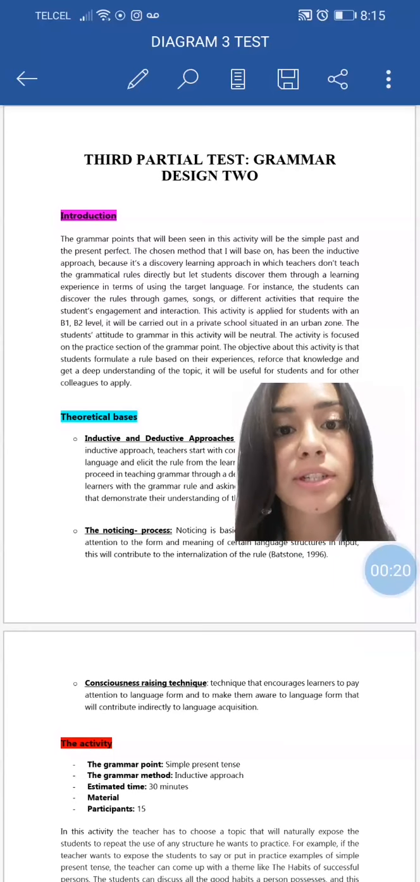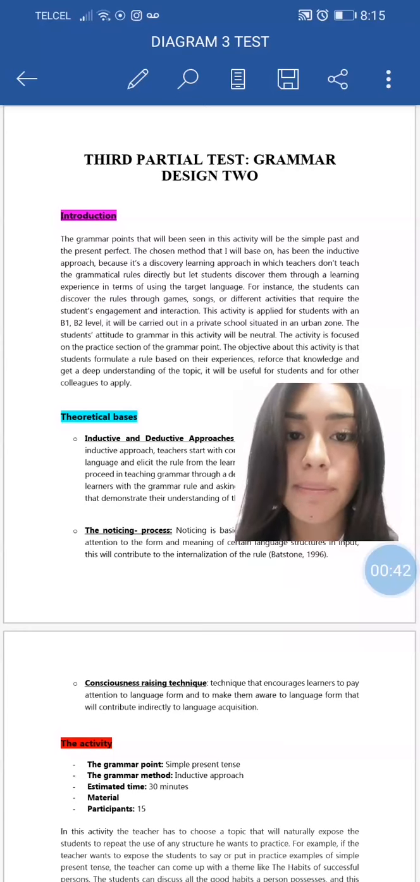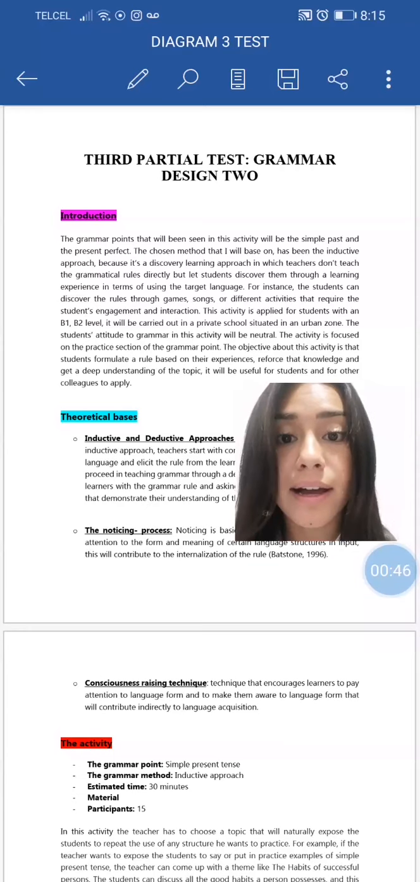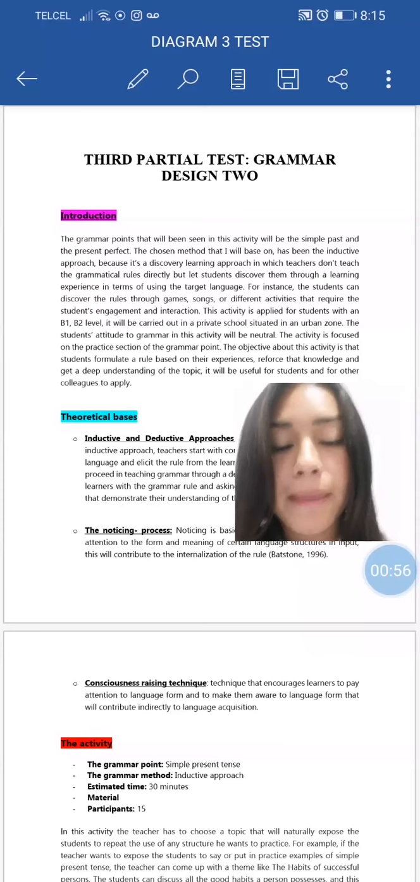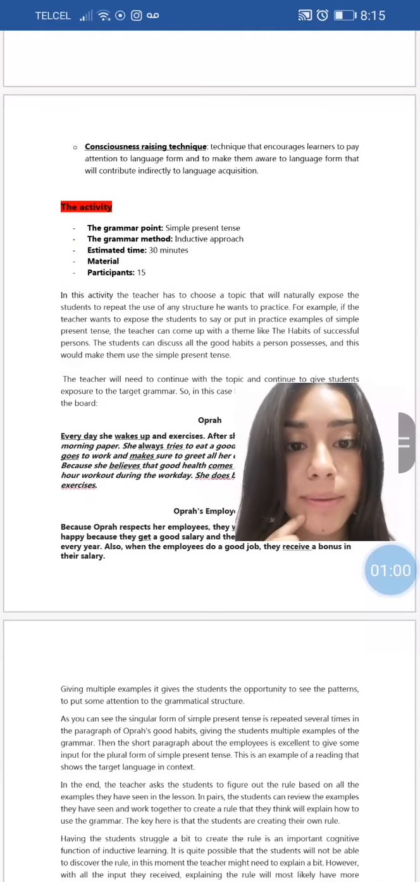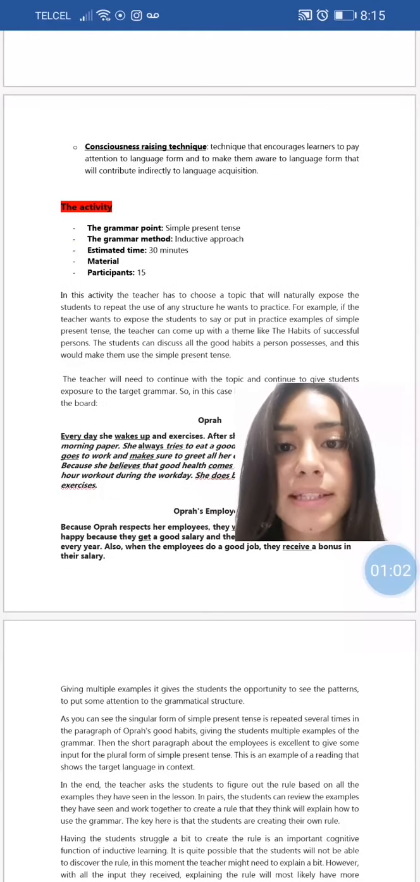This activity is applied for a B1, B2 level. It's going to be carried out in a private school. And the objectives of this activity are that the students have to formulate a rule based on their experiences. Second, they have to reinforce that knowledge. And third, they have to get a deep understanding of the topic. So, as we can see here, the estimated time is 30 minutes and the participants are 15.